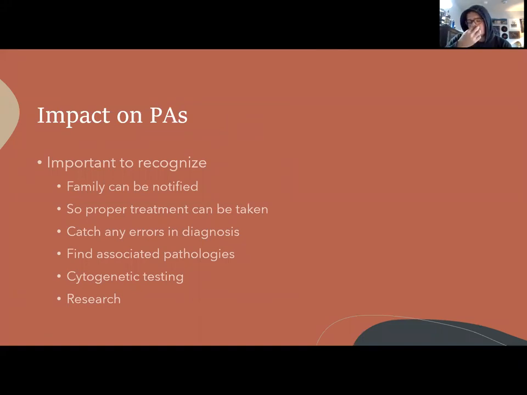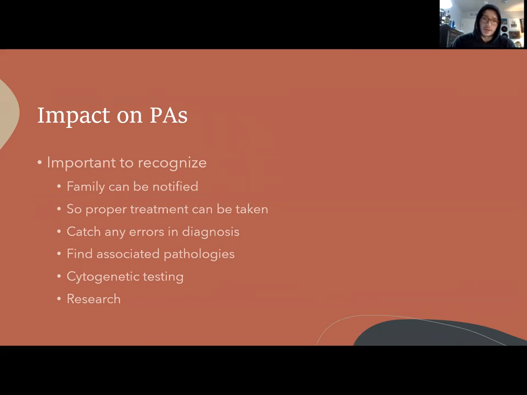So lastly, we're going to talk about how all of these different defects impact us as PAs. The main thing is they are important to recognize both at the bench and in the forensic setting. With all of these, especially neural tube defects, the family, or the mother of the child with the defect, needs to be notified, because it's going to impact whether they get an increased dosage of folic acid if they want to get pregnant again. It's going to impact how they go through the process of getting pregnant.